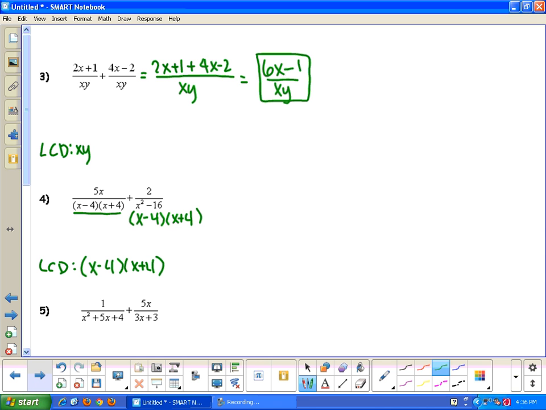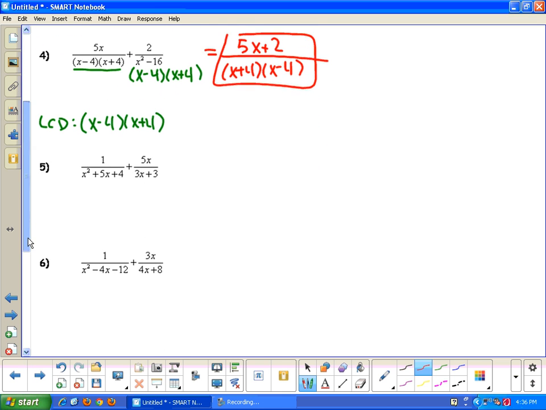So I don't need to multiply either fraction by anything because I already have my common denominator when I factored that. So everything gets added in my numerator, so 5x plus 2 over my common denominator. And this is going to give me my solution. Now let's look at number 5. This one's going to be a little bit harder.